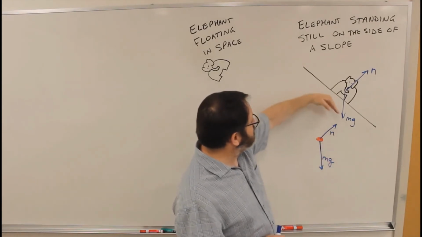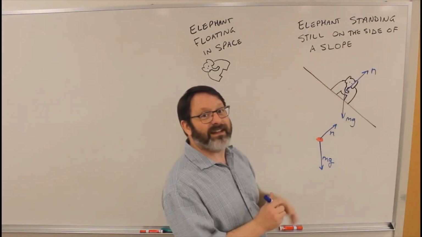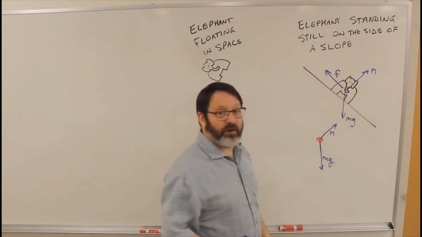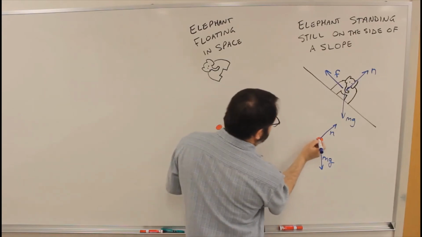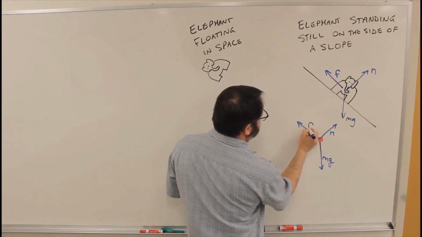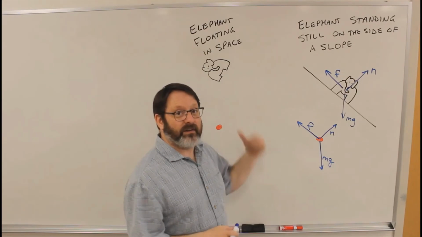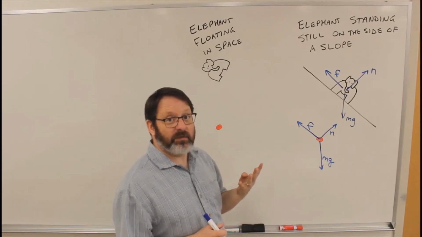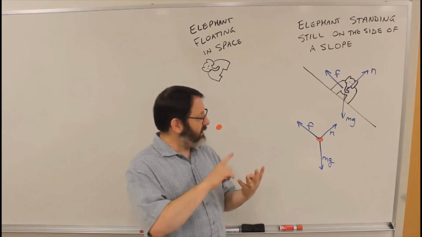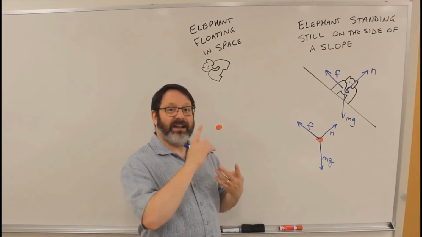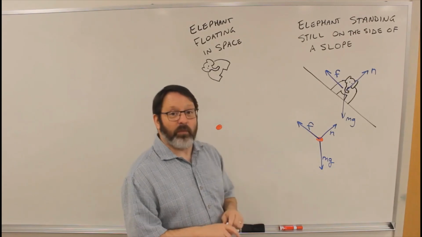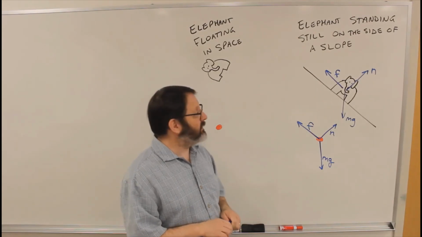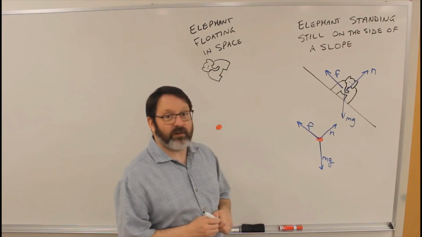The force that is parallel to the surface, that is the frictional force. So there's also a frictional force acting on the elephant. So I draw a frictional force pointing up the hill. So the four kinds of forces that we're going to be dealing with right now: gravity, normal force, friction, and tension. There's no rope, there's no chain, there's nothing that's pulling on the elephant. So that's it. We're done with our free body diagram.